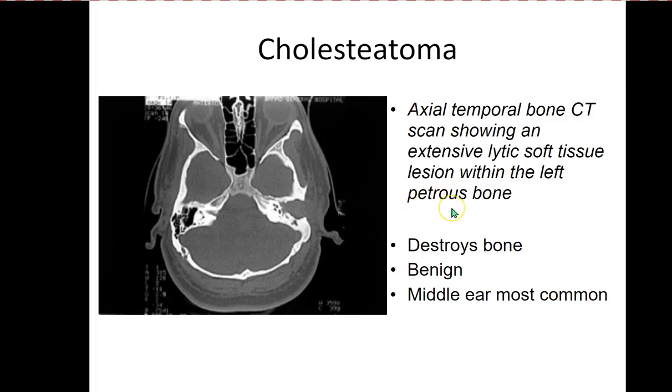So again, while it's benign, it can certainly affect our hearing. And again, look at the asymmetry between the right and the left. You can see something abnormal on the left side.